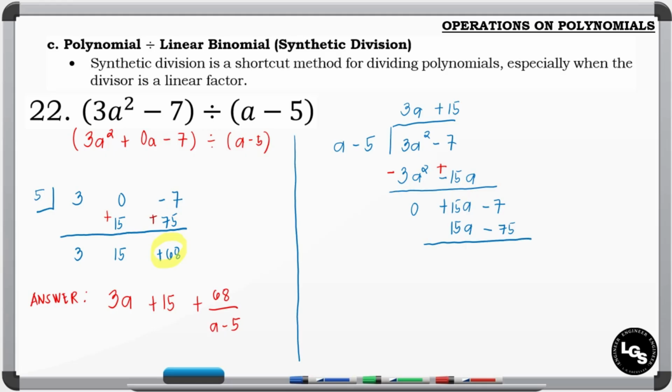Then we subtract. So let's change the sign first. So this will become positive. This will become negative. Negative 7 plus 75, that is positive 68. Then positive 15 minus 15, that is 0. So if you will notice, we have the same remainder, which is 68. Then we have a quotient here, 3a plus 15. So either solution or method can be used if we're dividing a polynomial by a linear binomial.